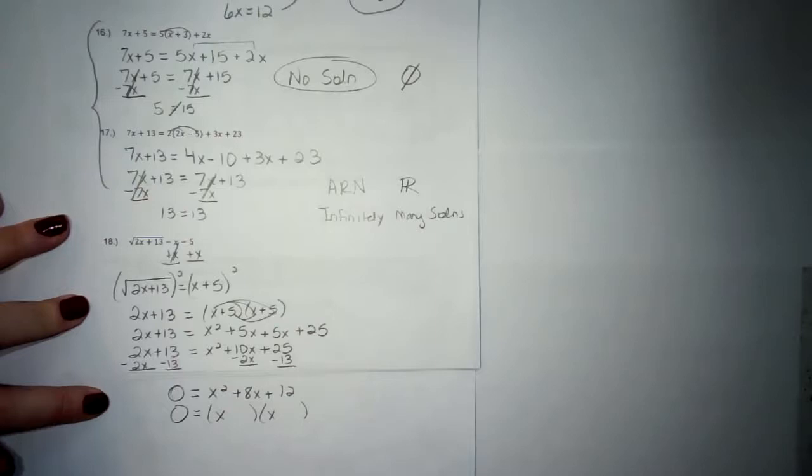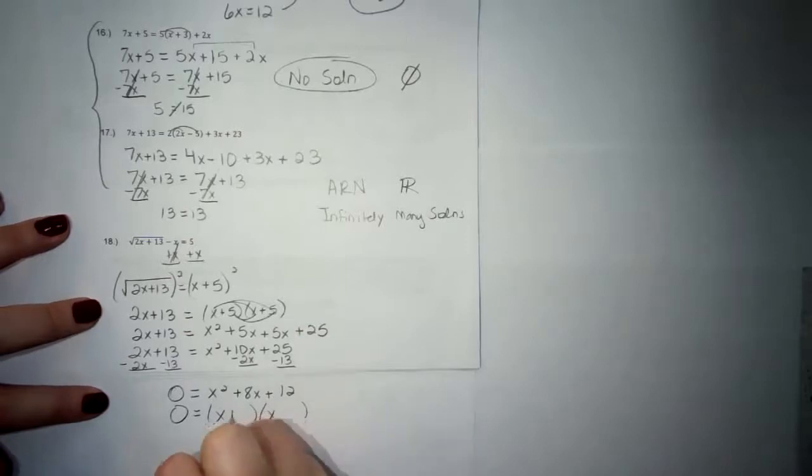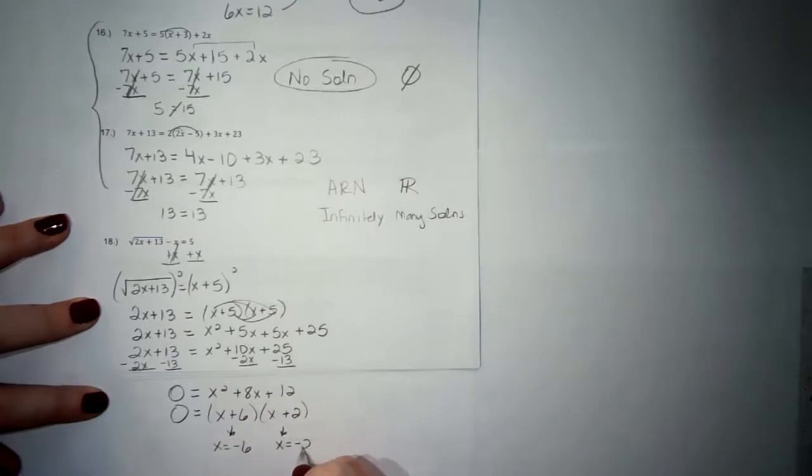Now, there are quite a few. A positive 12, so they're both going to be positive or both negative, and they're going to add together to give you 8. 6 and 2 will do it. Okay. We're going to solve for this. We get x is negative 6 and x is negative 2.